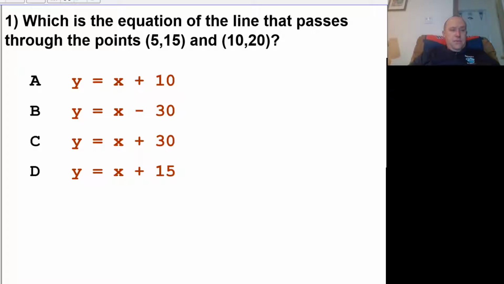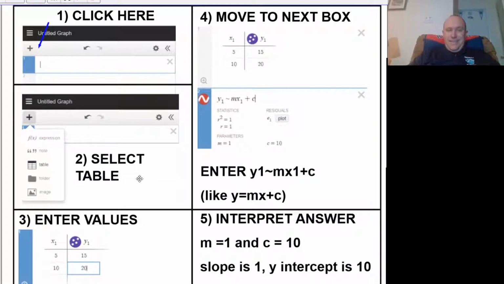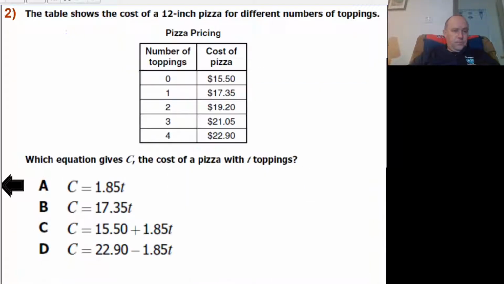So that's a pretty useful method, but that's going to be one of those things where you're going to have to make sure that you learn the steps of how to do this by clicking on the plus, clicking on the table, entering the values, and then this part here, entering this equation so it can tell you what the actual correct equation is or the correct slope, and then interpreting your answer.